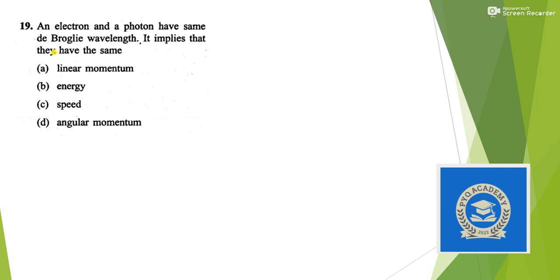Next, an electron and a proton have the same de Broglie wavelength. It implies that. Okay, now de Broglie wavelength is not given up to class 10. It is given in higher NCERT, but let me solve it. It is represented by lambda equals h by p, where h is Planck's constant, and p is the linear momentum.